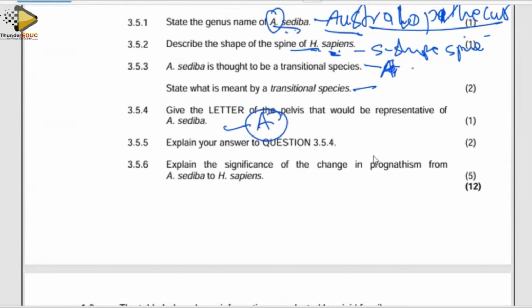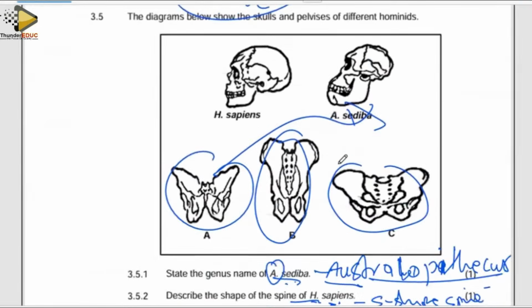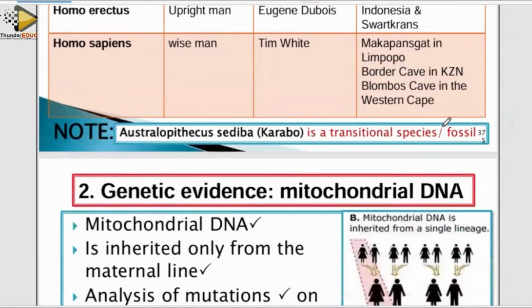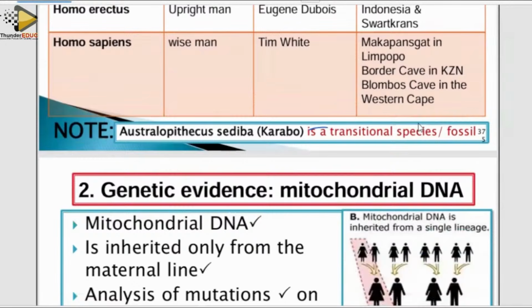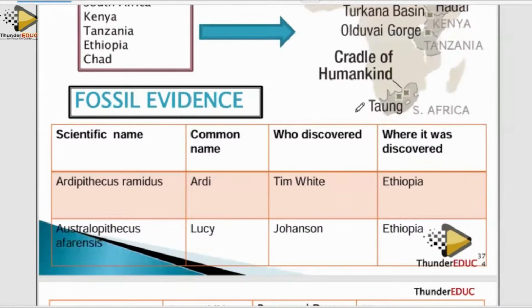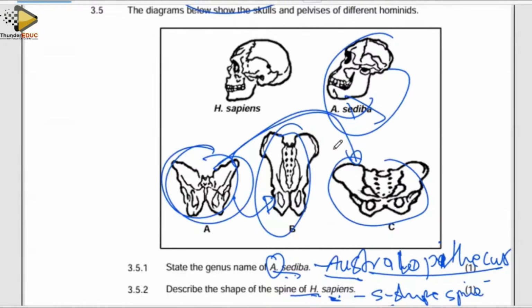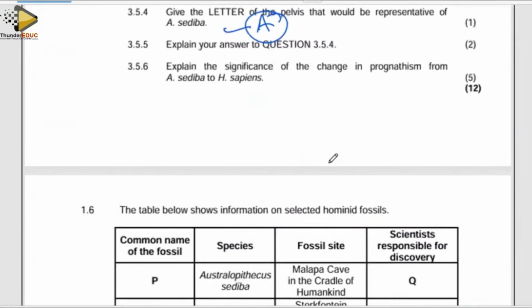They are saying, explain your answer. If you look at the pelvis here, the pelvis that is intermediate is transitional. This pelvis has some characteristics of this and has some characteristics of this. So remember, Australopithecus sediba is a transitional fossil or species. It means that it has characteristics of both the ancestor and the species that follows it. Then we go to the next question.